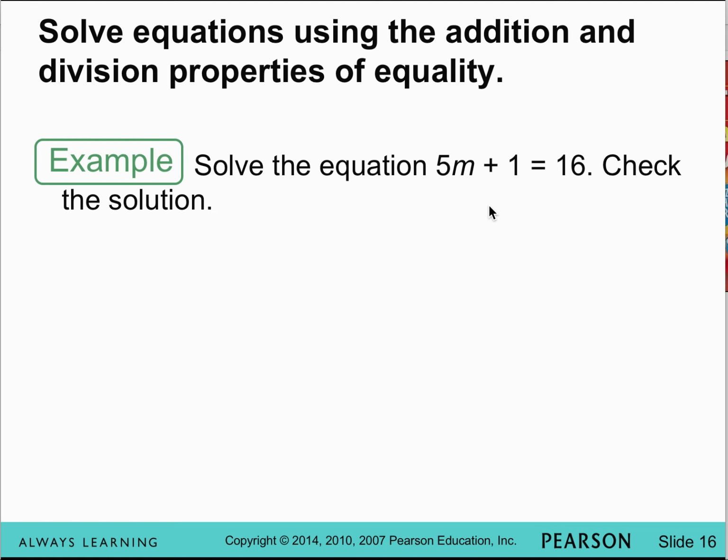Put all your variables on the same side. This one already has all the variables on the same side. So once you're in that position, undo anything being added or subtracted first. Remember our order of operations? Please excuse my dear Aunt Sally. That's the order that we have to do our operations in.